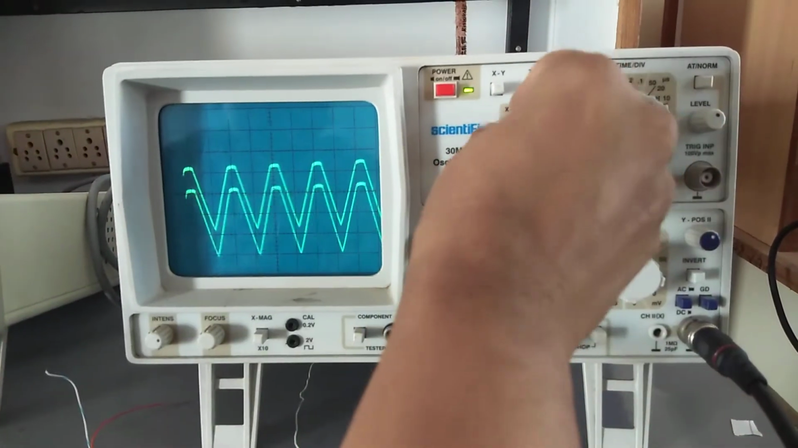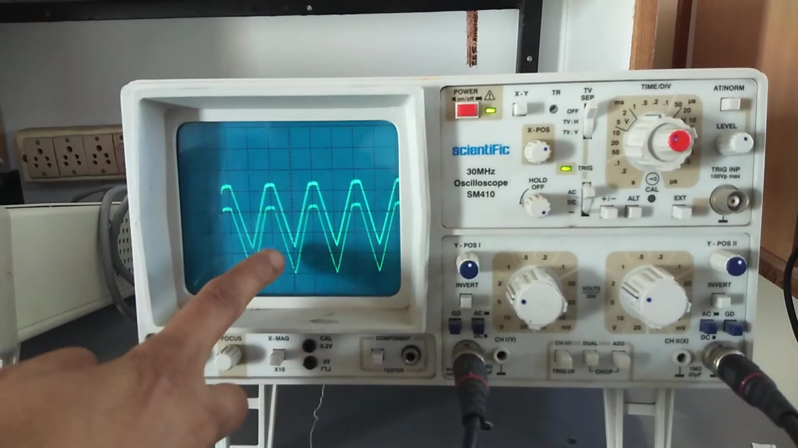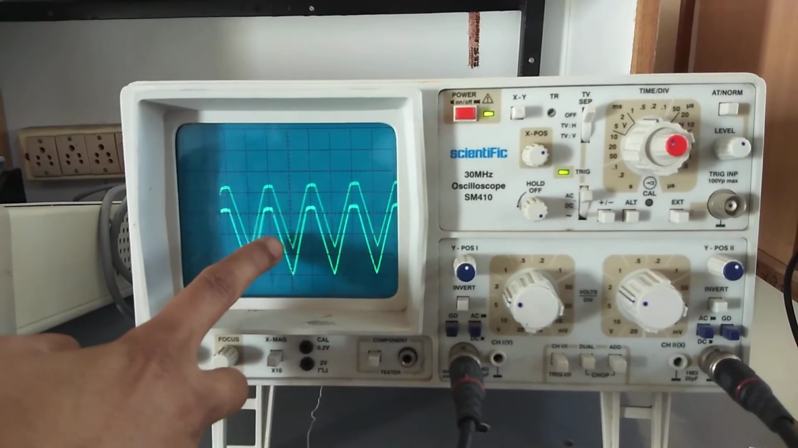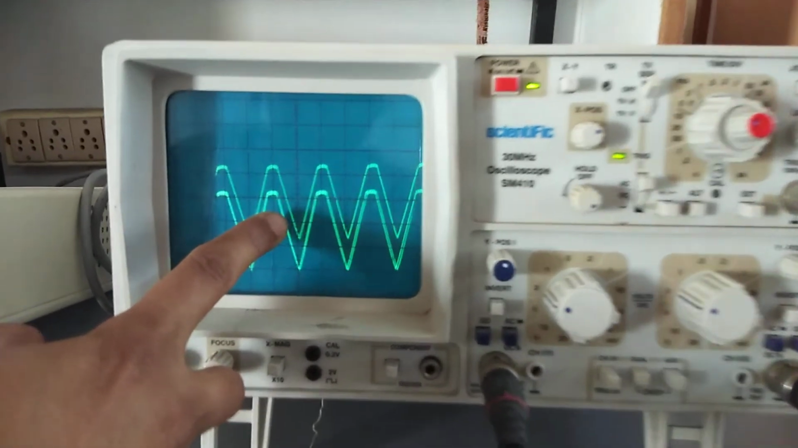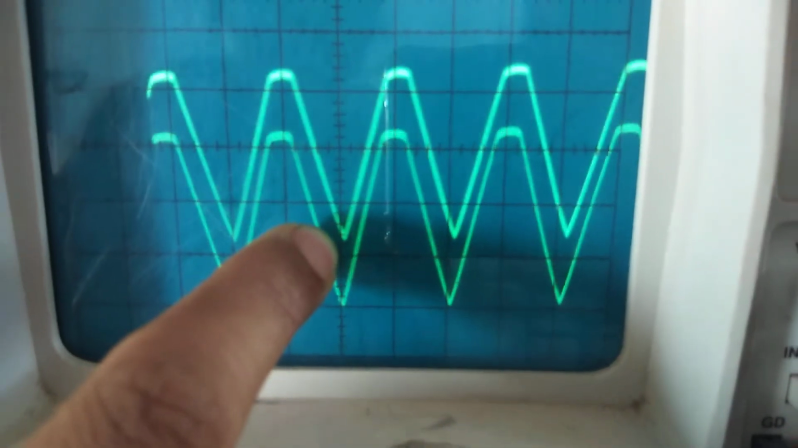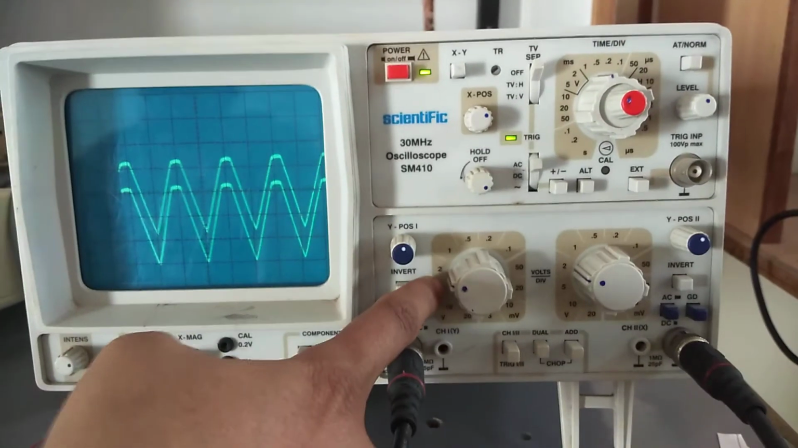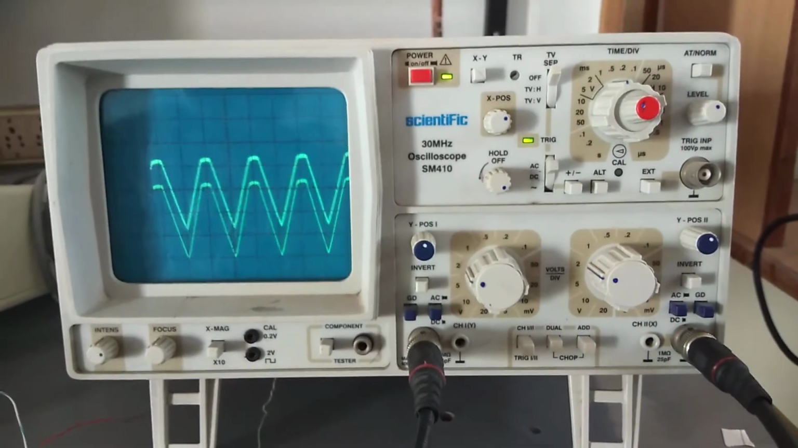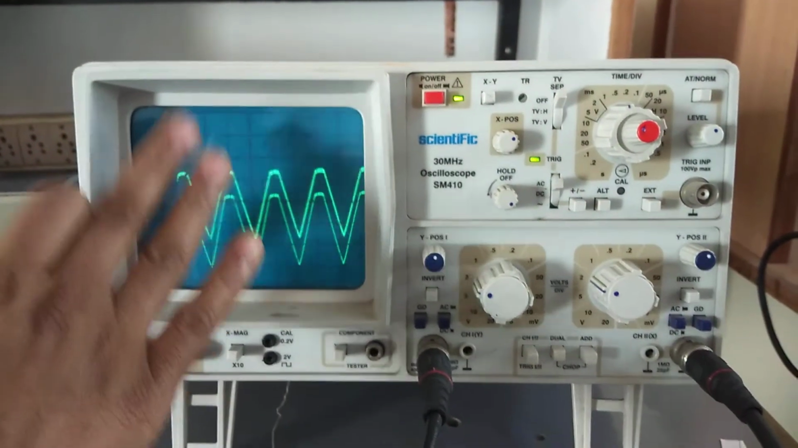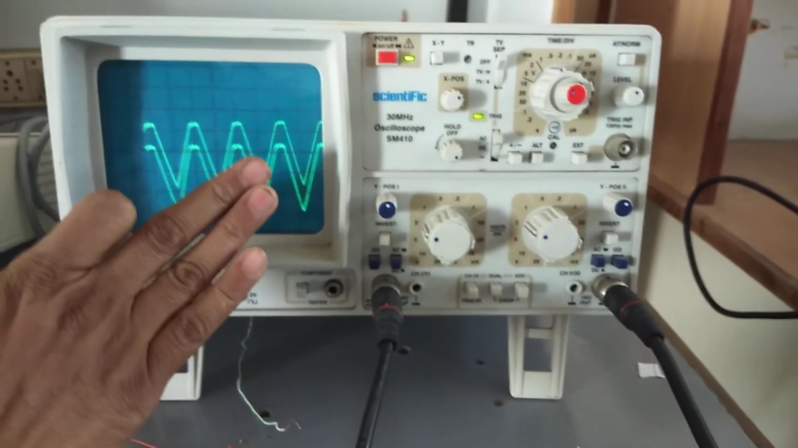For the negative half cycle, how much is there? 1 box complete and another 3 dots. Each dot is 0.2, so 1.6. Then 1.6 into 2 gives 3.2. Like that you have to calculate amplitude and time period for both input and output waveforms.